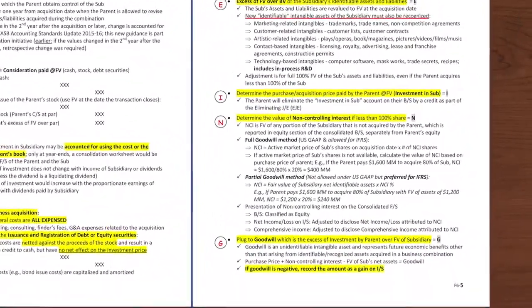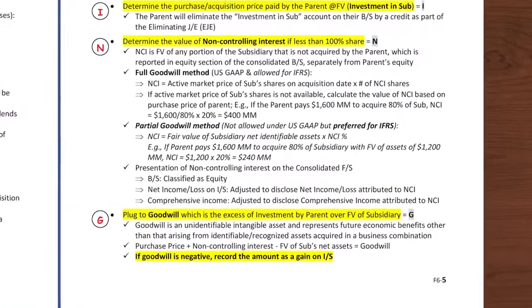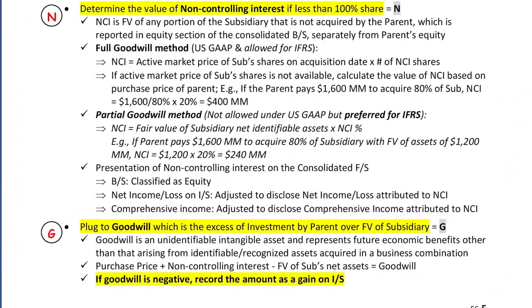Turn back to page 5 and let's look at the methods of carrying non-controlling interest. Highlight full goodwill method, US GAAP and allowed for IFRS. Now in this case, highlight non-controlling interest equals active market price of the sub's shares on acquisition date times the number of non-controlling interest shares. And then highlight if active market price of the sub's share is not available, calculate the value of the non-controlling interest based on the purchase price of the parent.